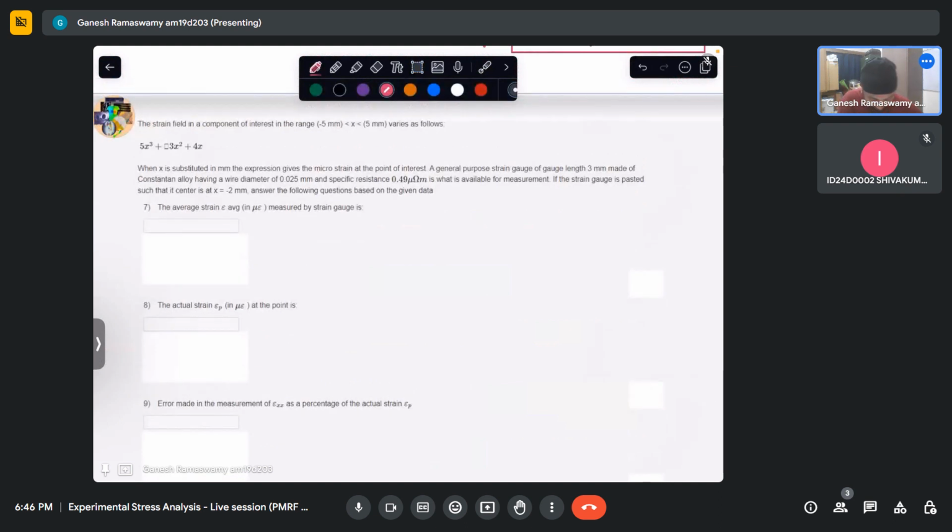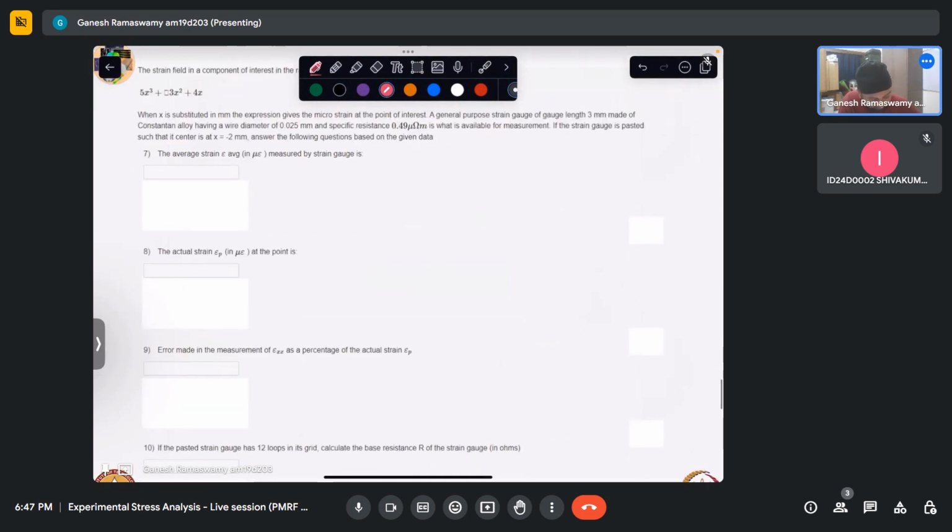In the meantime, let us look at this question. The strain field in a component of interest, in the range minus 5 mm to 5 mm, where x varies between these, is as follows. So it is some problem that we have, where we have some origin. This is x, this is y, and z, and so on. So we have a band of minus 5 to 5.